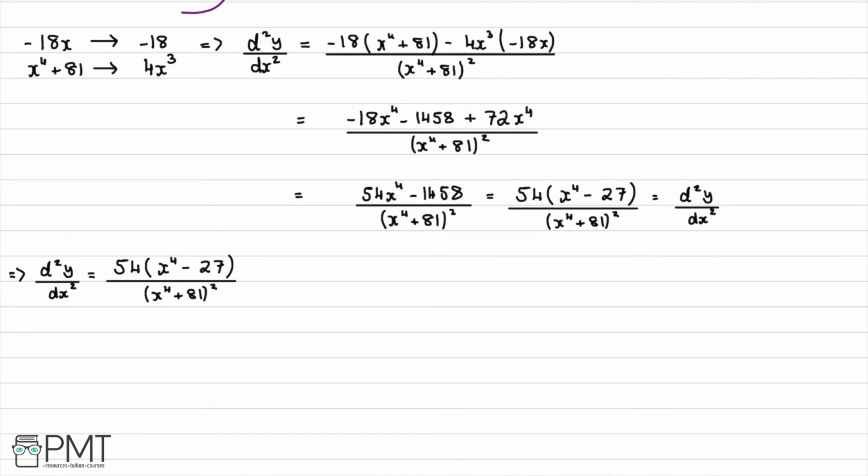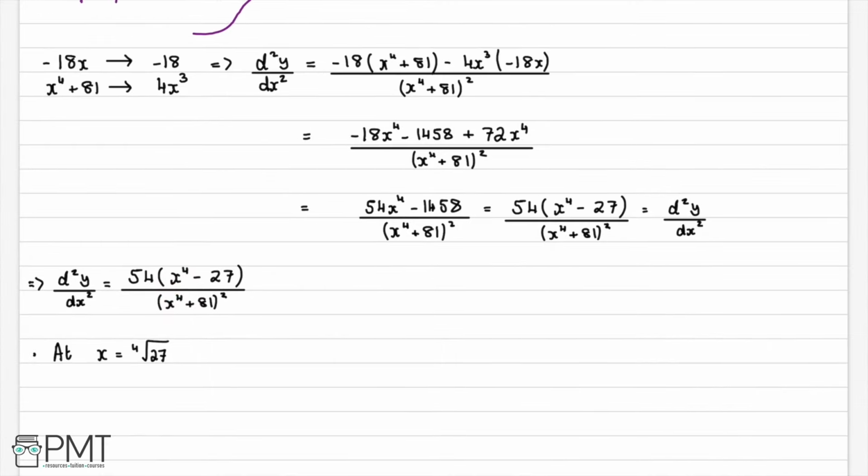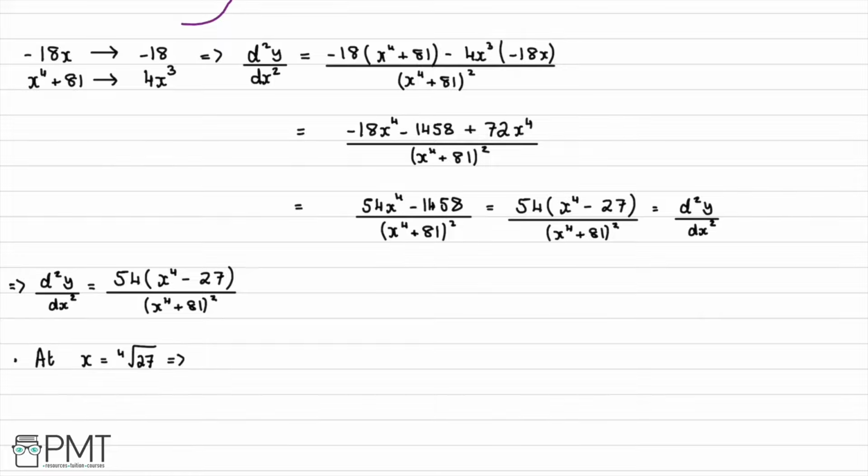So then we'll say x equal to the fourth root of 27, we could then substitute this in. But what do we notice? If we take both sides to the power of 4, we have x to the power of 4, and then we just have 27. But we can see here that we have x to the power of 4 terms in our equation. So therefore, we can say that x to the power of 4 is equal to 27. So therefore, we can substitute this into the second derivative.